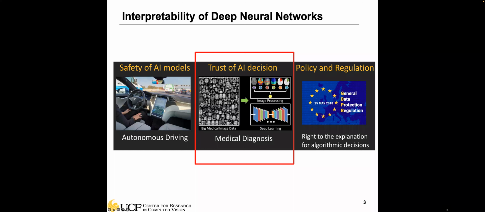Because deep learning is like a black box, right? You have an input, then you feed a bunch of training data to the deep neural network, the black box, and you spit out those predictions, right? If you're doing classification.